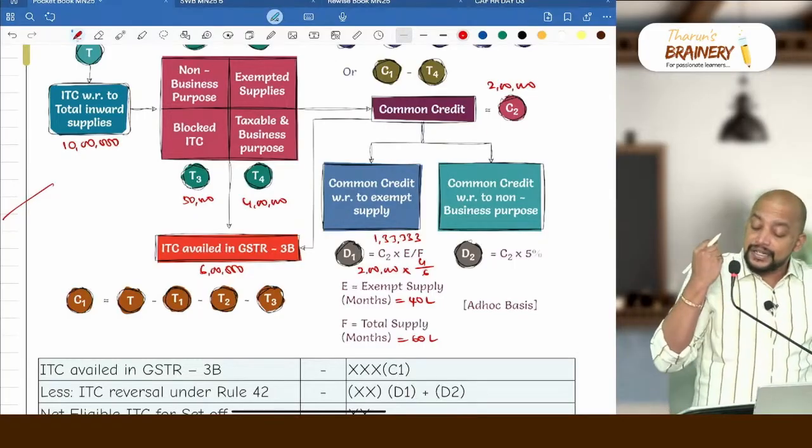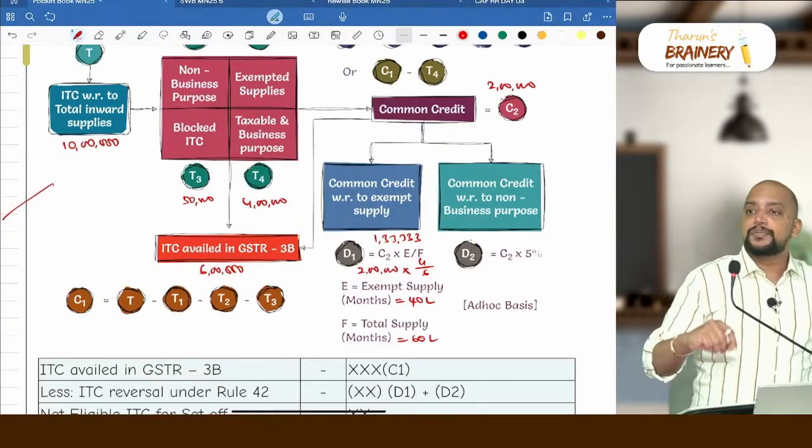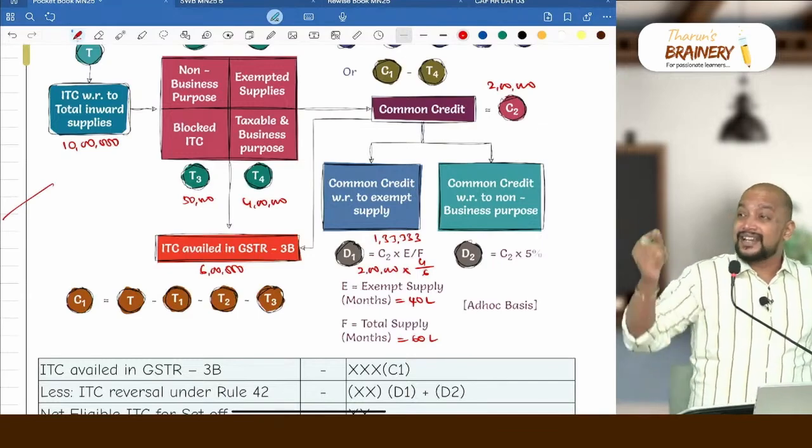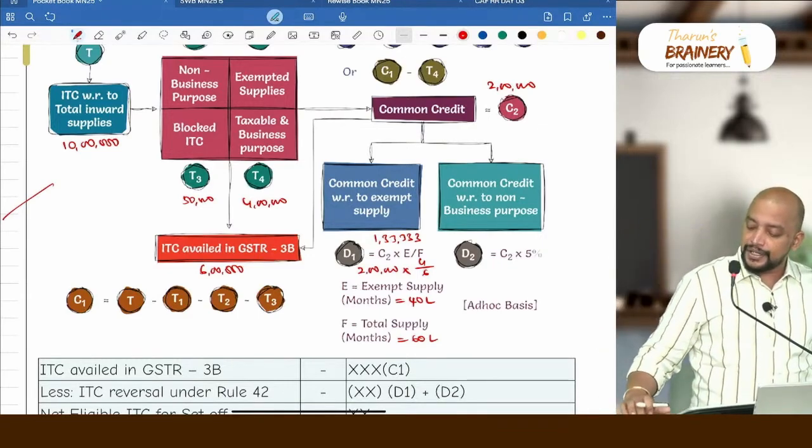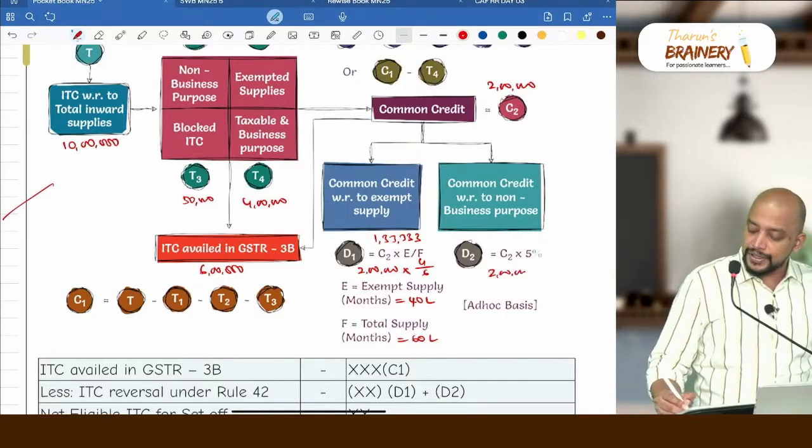And thereafter out of this common credit there is one invoice which is partly for business, partly for non-business. Then the entire common credit into 5% we need to reverse. So the entire common credit is 2 lakhs. 2 lakhs into 5%, that is 10,000.